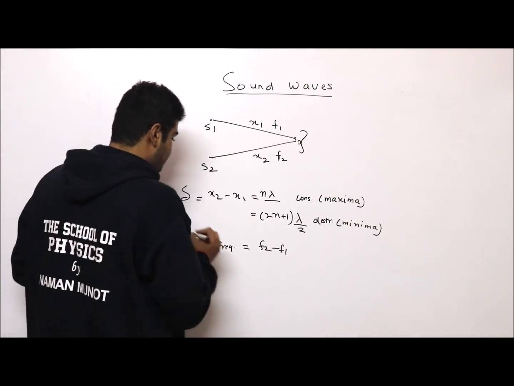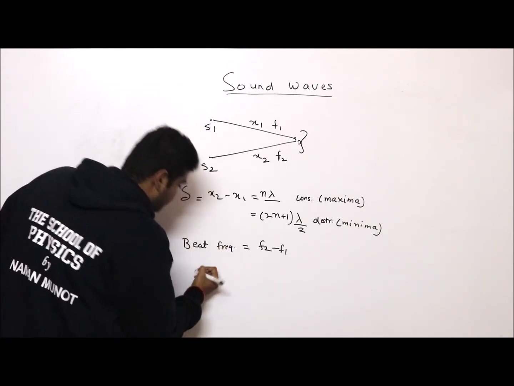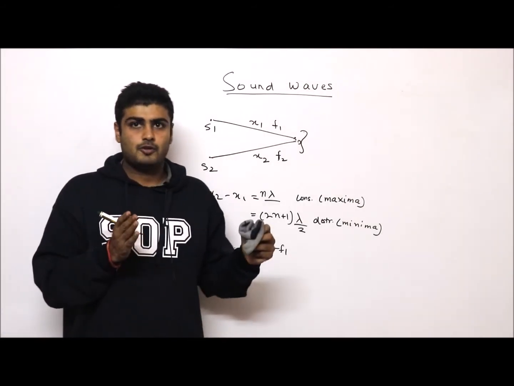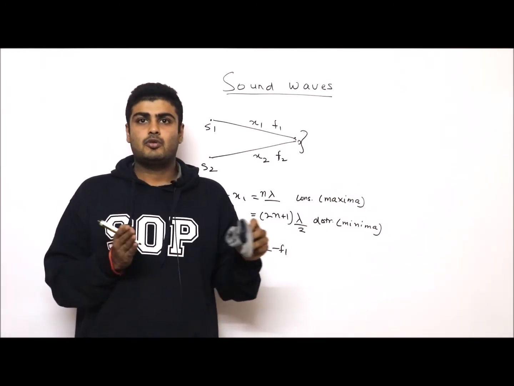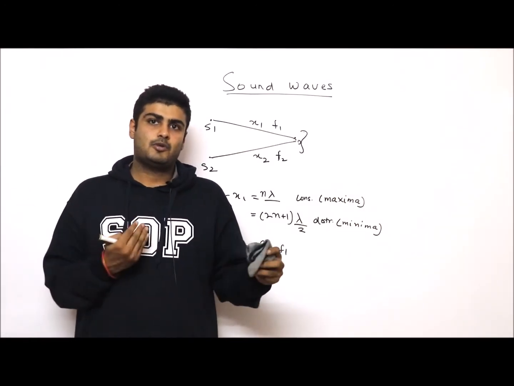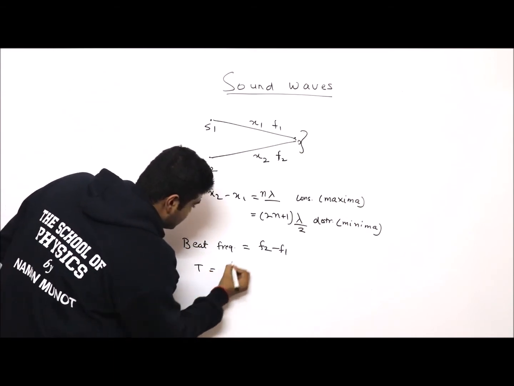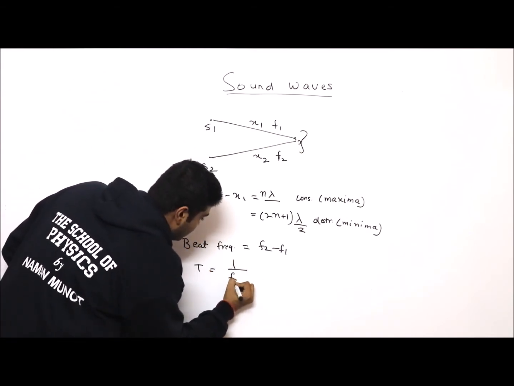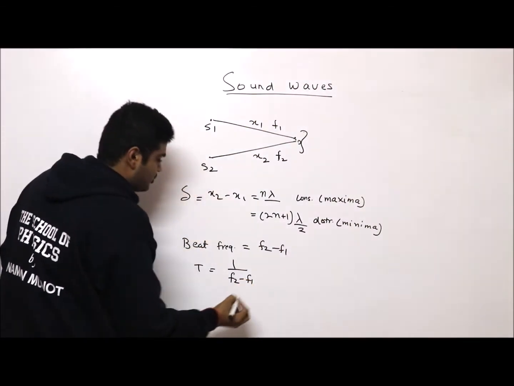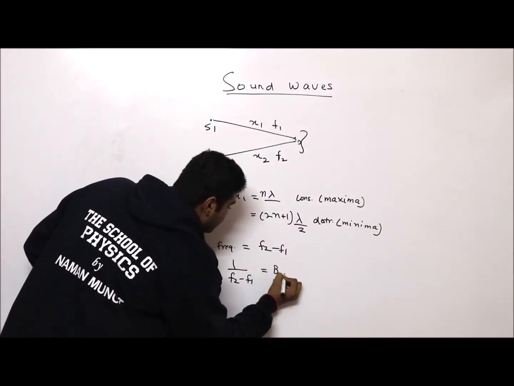And what is the timing of beat? Between every 2 consecutive beats, that is between every 2 consecutive maxima or minima that you hear, the timing is called beat frequency, equal to 1 upon f2 minus f1. So this is called beat frequency.